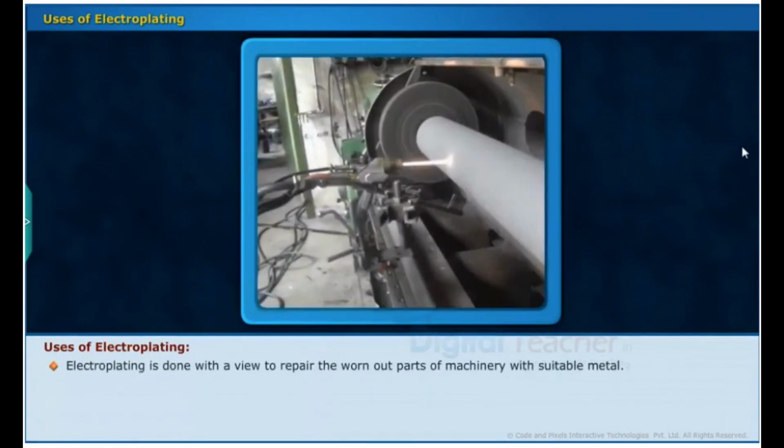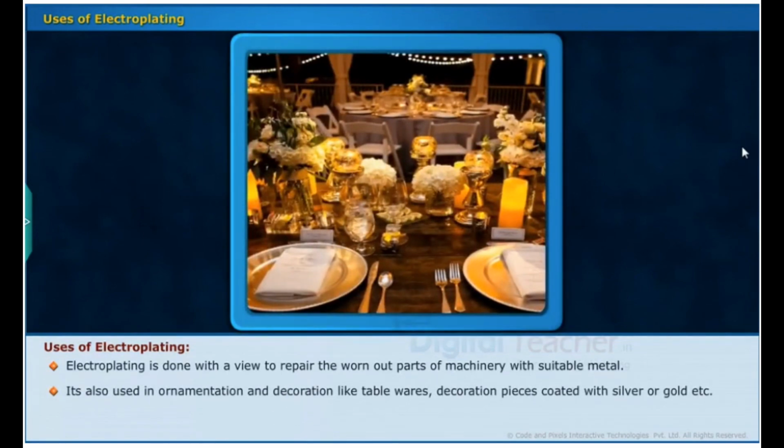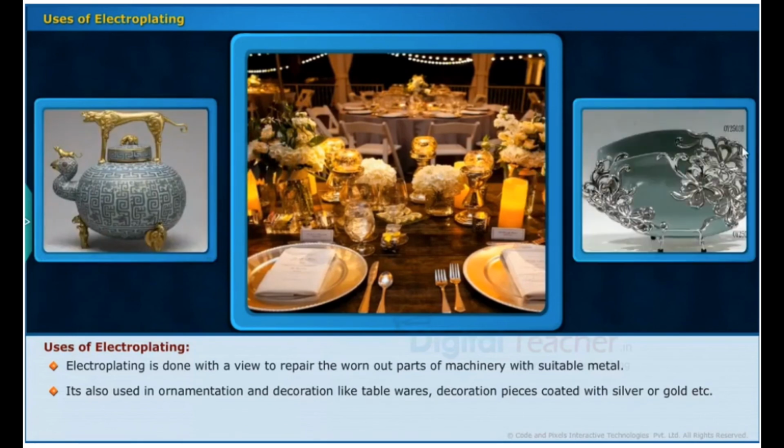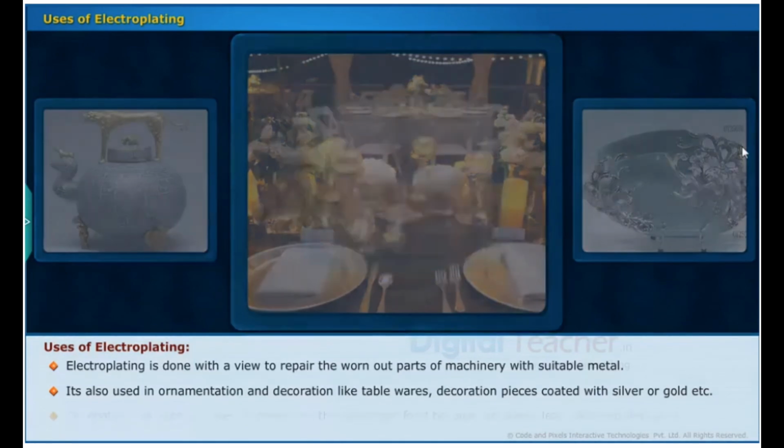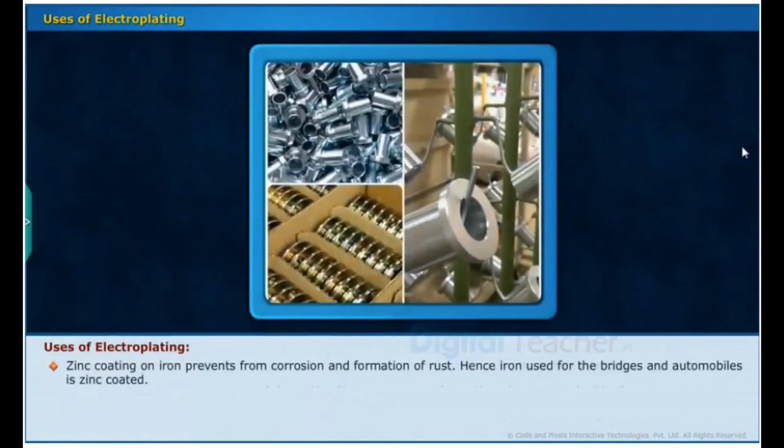Electroplating is done with a view to repair the worn out parts of machinery with suitable metal. It is also used in ornamentation and decoration like tablewares, decoration pieces coated with silver or gold, etc. Tin coated iron cans are used to preserve the processed food because tin reacts less with food than iron. Zinc coating on iron prevents corrosion and formation of rust. Hence, iron used for the bridges and automobiles is zinc coated.